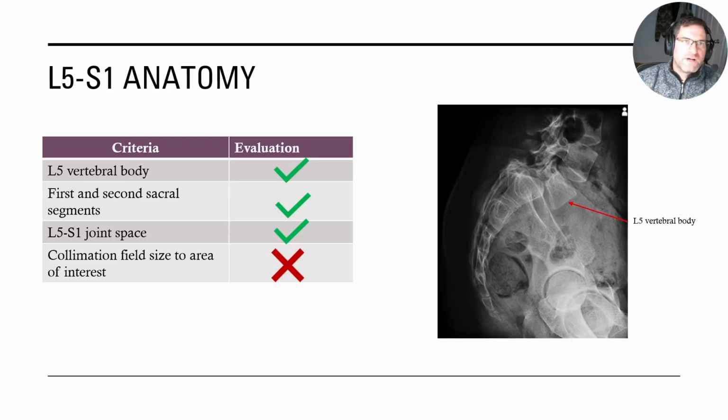Our L5S1 anatomy, we have everything except for our collimation. Our collimation, we got the acetabulum in there. We only need about like this. We have the L5 vertebral body, the first and second sacral segments, and the L5S1 joint space, which should be here, but it's down here now.